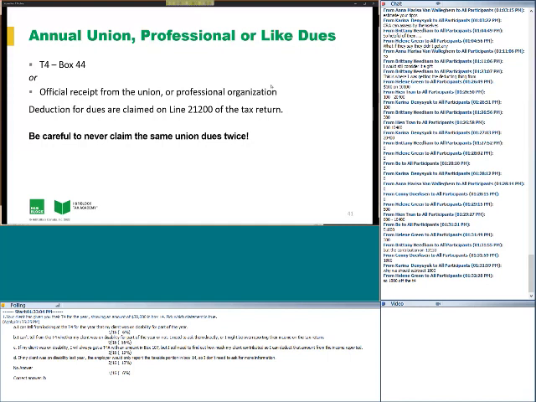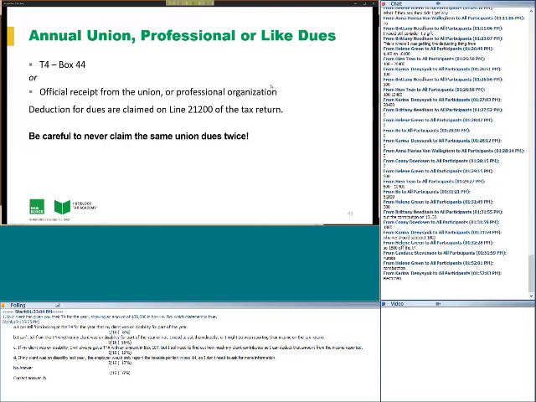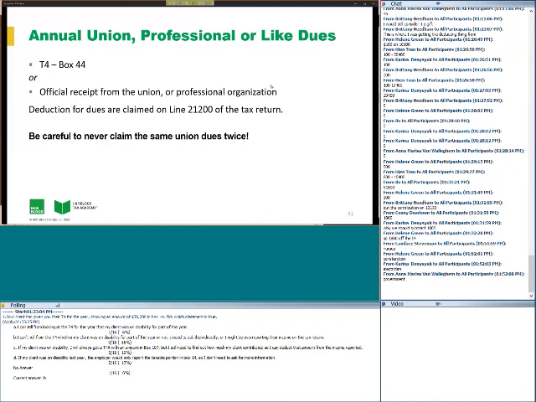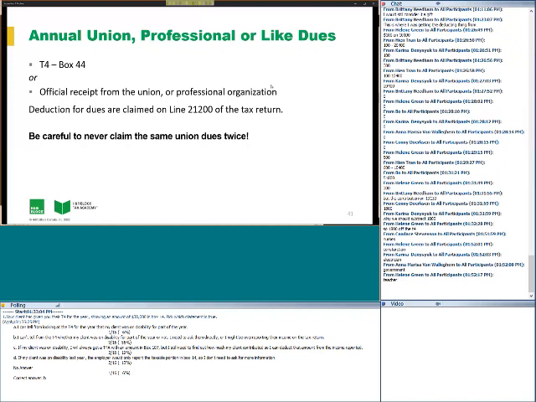What are some of the common industries where we expect to see union dues? So nurses are often unionized. Construction is a big one. Construction, electricians, people in the trades, very frequently unionized, very frequently members of multiple unions. They may have 3 or 4 or 5 different unions that they're members of. Those are the tricky ones. Teachers, government employees, nurses, those people will usually just have a T4 with a box 44. They're easy because they're only a member of one union.